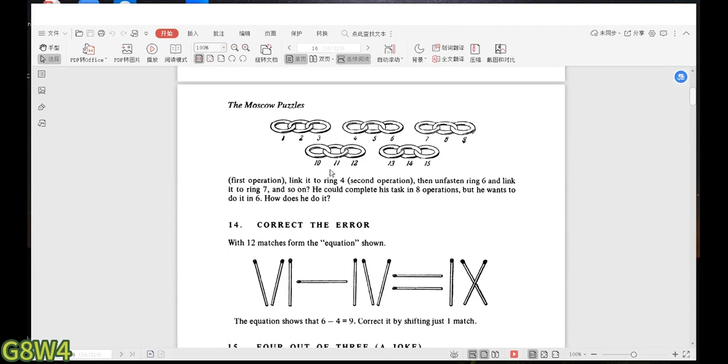It will take 8 operations. So 8 opens or closes. But he wants to do it in 6. So how does he do it? It's been 2 weeks now. I think it's appropriate for me to give the answer if you guys don't have the answer. So do you guys have any ideas? Any other ideas? Or do you just want me to show you guys the answer?